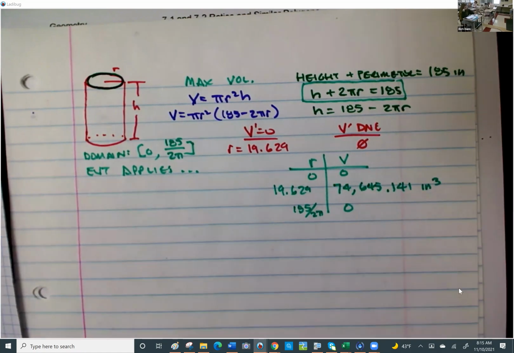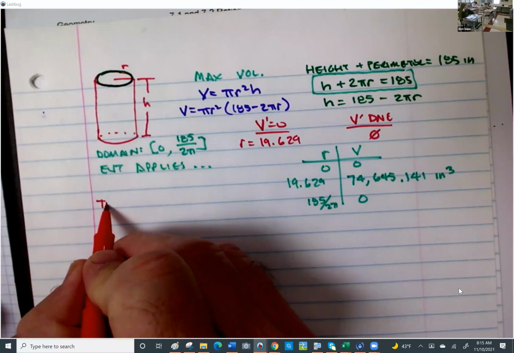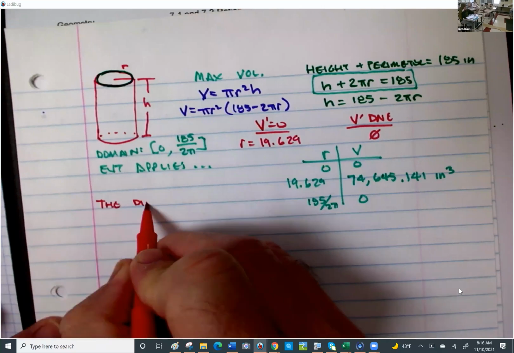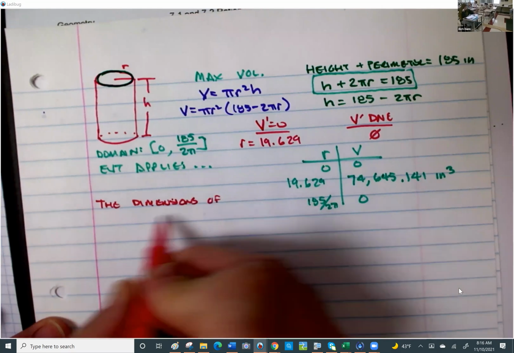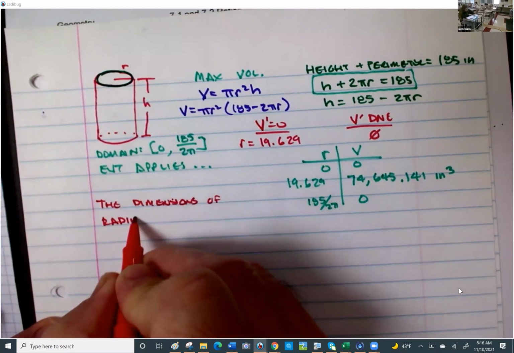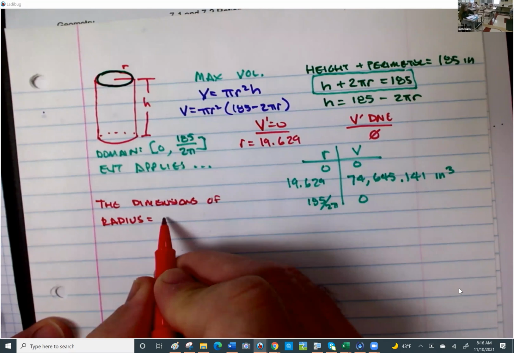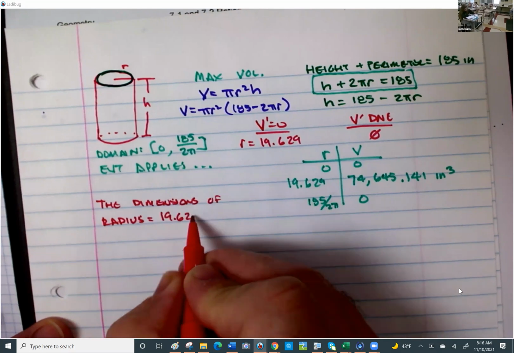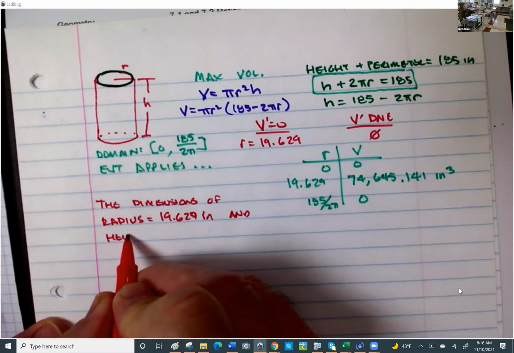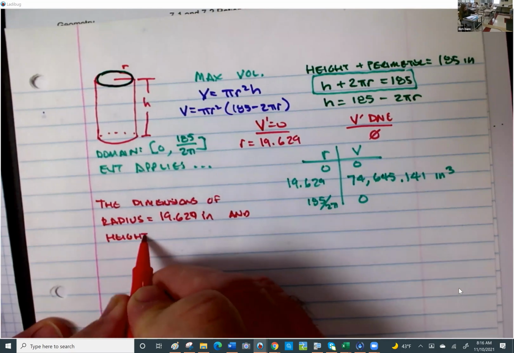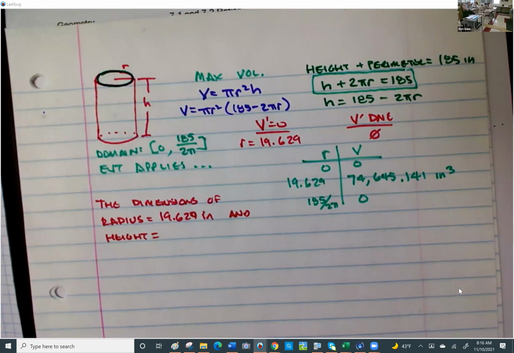Now I need to read my question and make sure I have it. It says, what are the dimensions of the package? So the dimensions will be a radius equals 19.629 inches and a height. Oh, wait a second, we don't have that yet. Where am I going to go to get that?